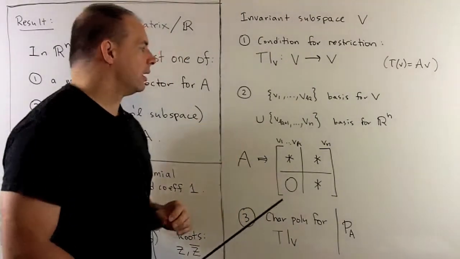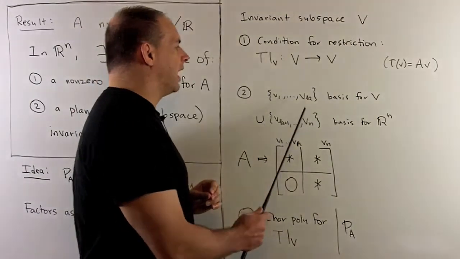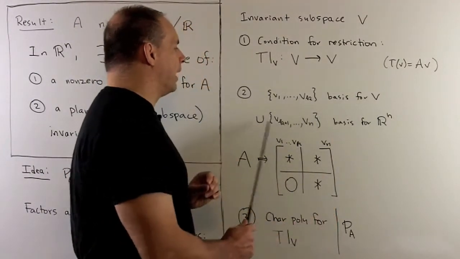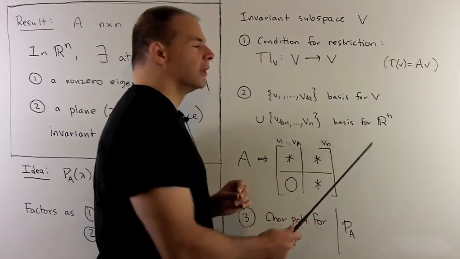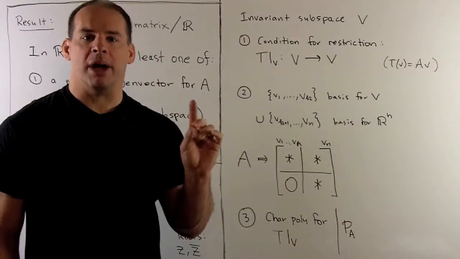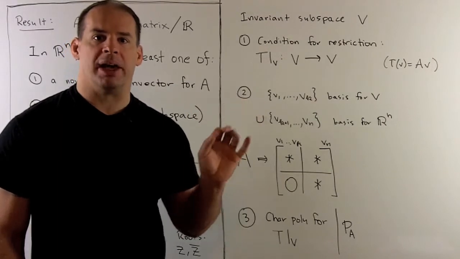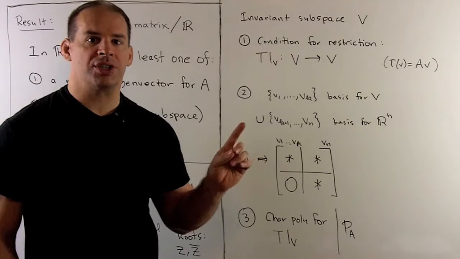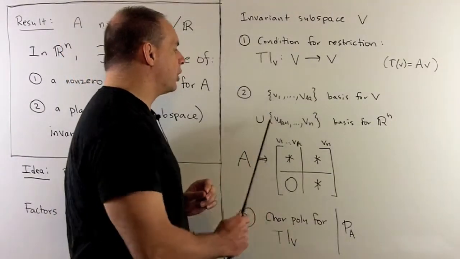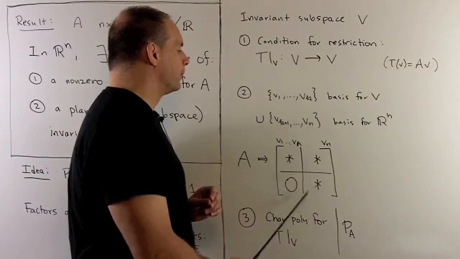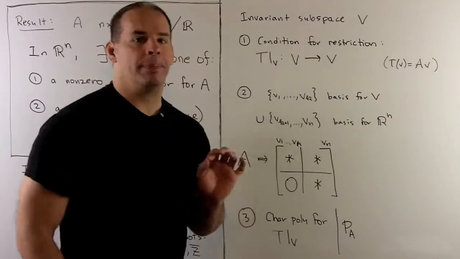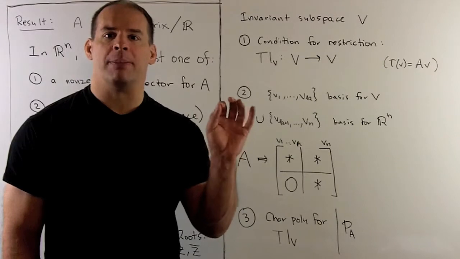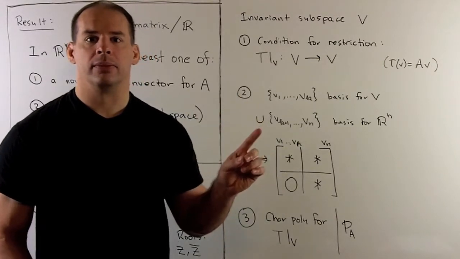Then, if we choose a basis v1 through vk for our invariant subspace, we can complete that to a basis for Rn, and then we can consider what our matrix A looks like when we change basis. Now, the recipe for the new matrix: for each basis vector, we're going to assign a column. The numbers in that column are going to tell us how to set the linear combination for the image of our basis vector under A.